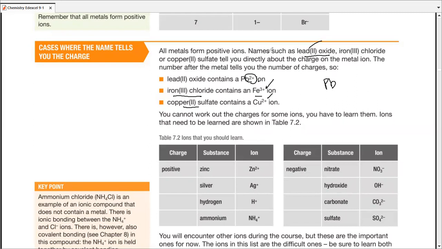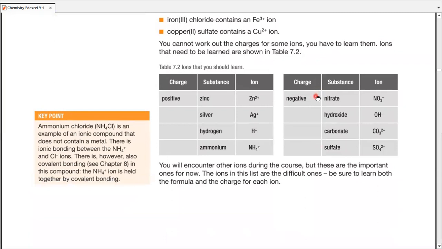So what we do is that we go with the most common ones that we use in IGCSE chemistry. For the positive ones, we're going to use zinc, silver, hydrogen, ammonium, and these are the charges on them. It's better that you learn these since that's clearly mentioned over here. So you must memorize these, right? For the negative ones, we have polyatomic ions.